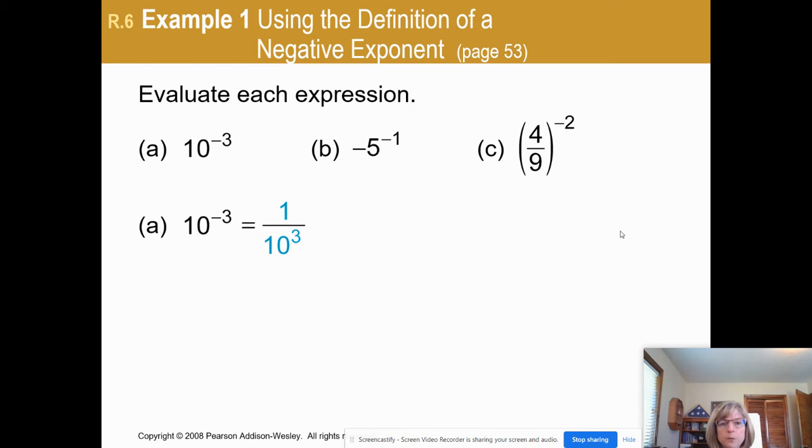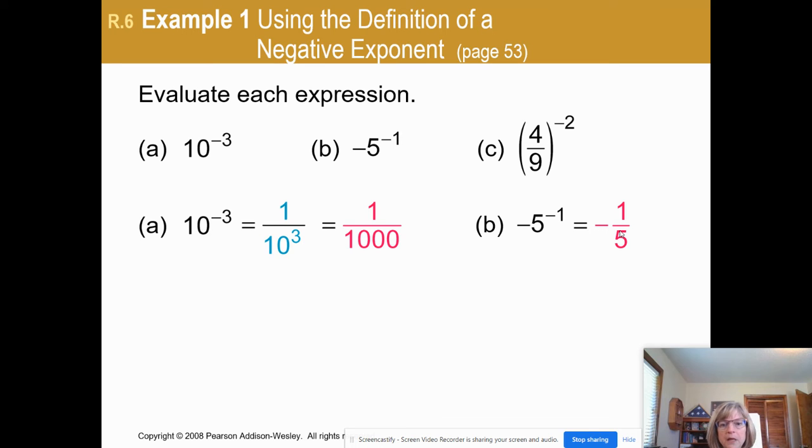Once we take the reciprocal, the negative on the exponent disappears. The negative on the exponent does not have anything to do with the sign of the answer. Now 1 over 10 to the third power, since 10 to the third power is 1,000, we have 1 over 1,000. The second example, I have a negative 5 to the negative 1.